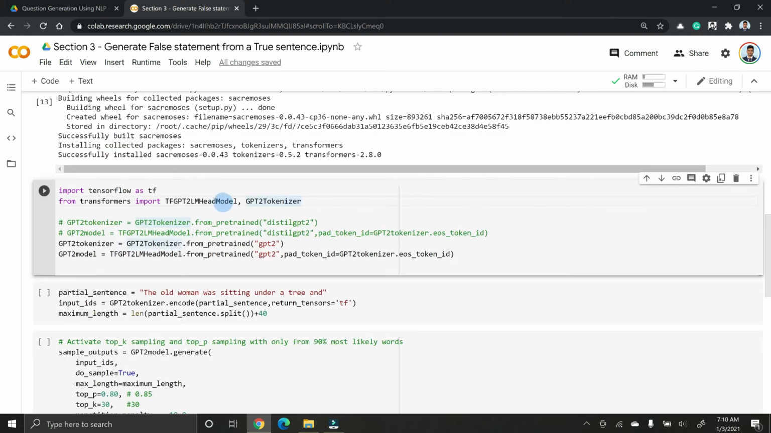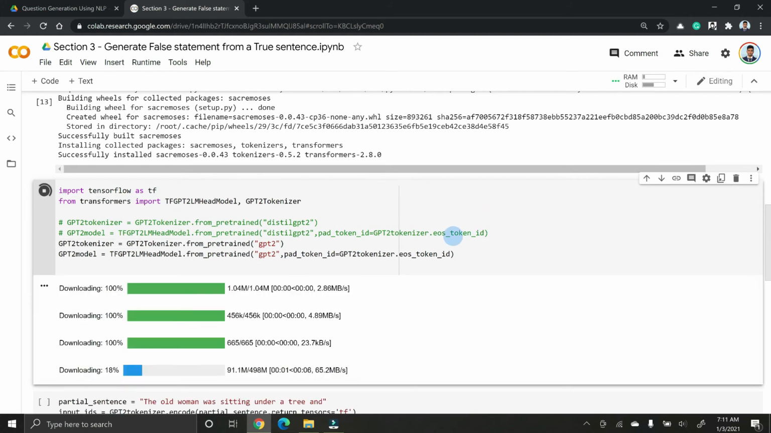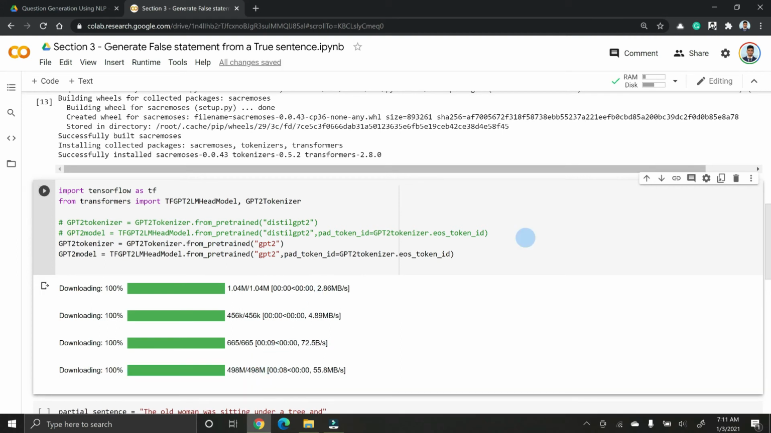Here we are importing the GPT-2 language model as well as tokenizer, and we are initializing the GPT-2 tokenizer and GPT-2 model in here. Let's run this. So what's happening here is that the GPT-2 model is being downloaded. If you want to use a model that is lighter with slight compromise on accuracy of the model, you can comment the current lines and uncomment the upper lines to use Distil GPT-2, that is the distilled version of GPT-2 model.